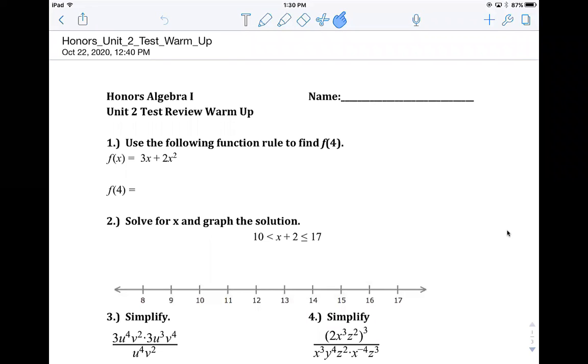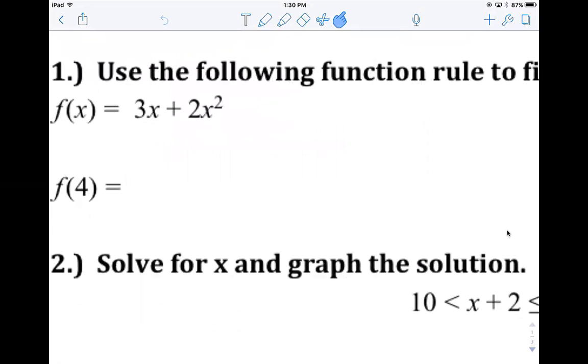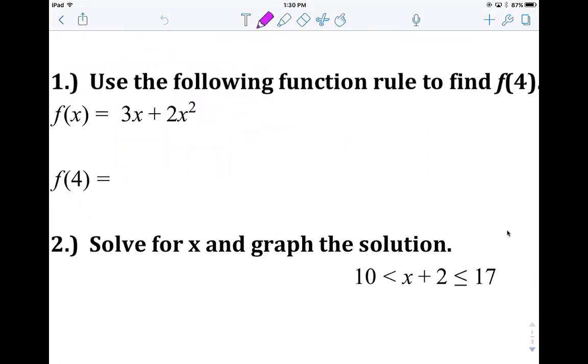This screencast is on the Unit 2 test review warm-up. So looking at problem 1, we are going to evaluate the function of f of 4. So what that means is we are taking 4, we're going to take that number, and we are going to plug it in for x.